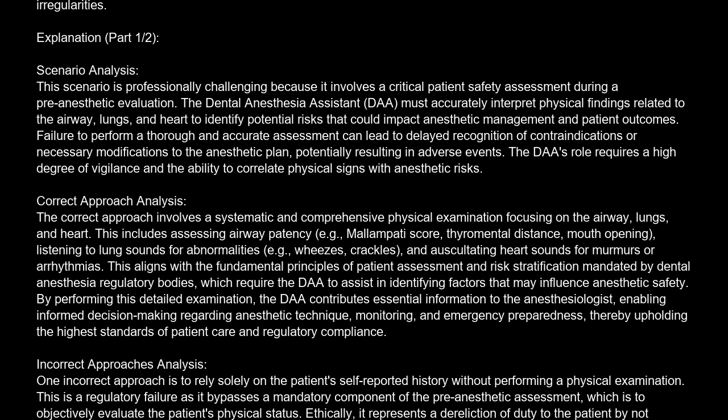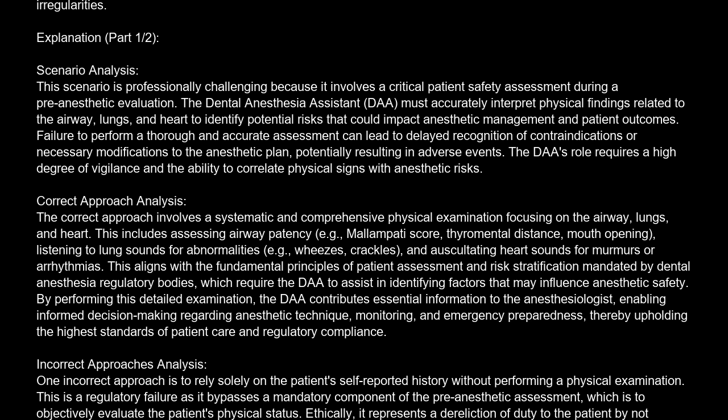The correct answer is C. Conducting a thorough assessment of the patient's airway, including evaluation of Mallampati classification and thyromental distance, auscultating lung fields for adventitious sounds, and listening to heart sounds for murmurs or irregularities.